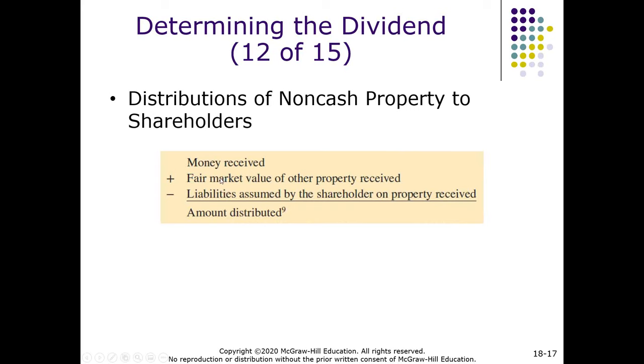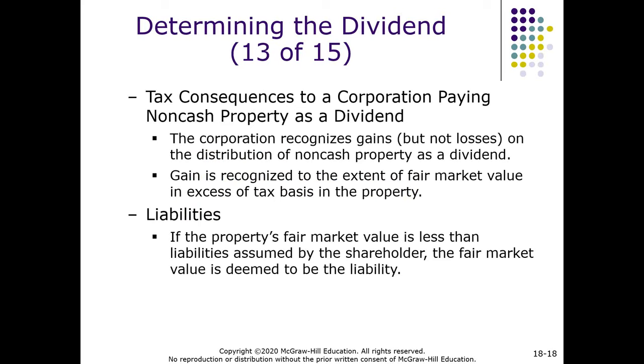But for example, say I'm the only shareholder and I have a distribution of non-cash. So if I pay money to the corporation plus the fair market value of other property received minus the liabilities assumed is going to be the amount distributed. This happens very infrequently. Normally, it's going to happen with corporations that are owned by maybe one, maybe two people at the most. So you're going to see this in small corporations. I probably won't ask you this on a test just because it's not going to be something that we run into very often, but I wouldn't worry too much about this.